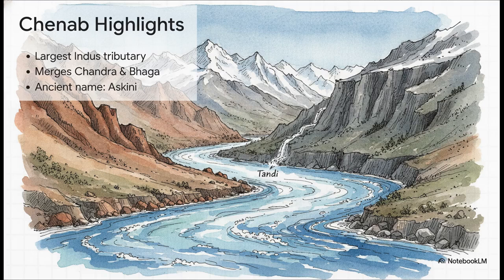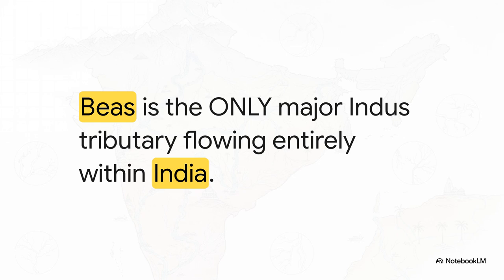Let's shine a quick spotlight on the Chenab, which is the largest tributary of the Indus. It actually forms when two distinct rivers, the Chandra and the Bhaga, merge together at a place called Tandi. Because of this, it's often known as the Chandrabhaga. Oh, and for you history buffs facing ancient geography questions, don't forget its ancient name, Oskani. Highlight this next fact in your brain for sure. Out of the 5 major tributaries of the Indus system, the Beas is the only one that flows completely and entirely within the borders of India. It never crosses into Pakistan.